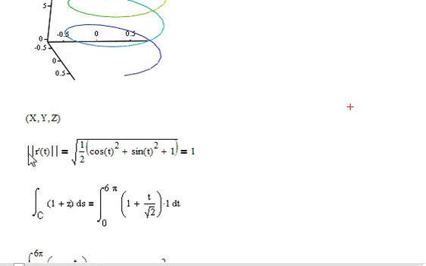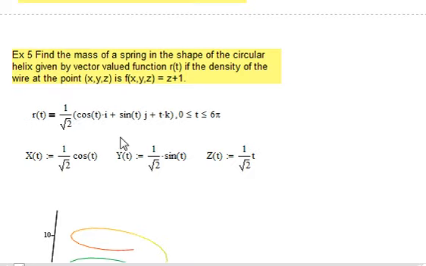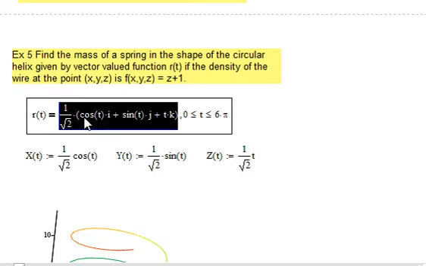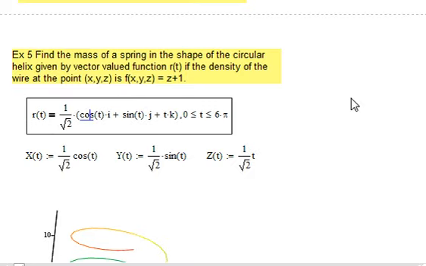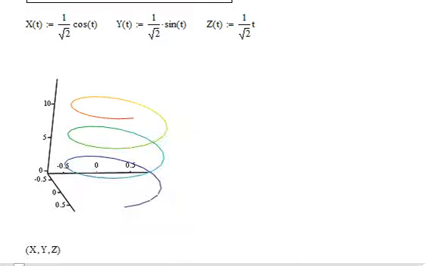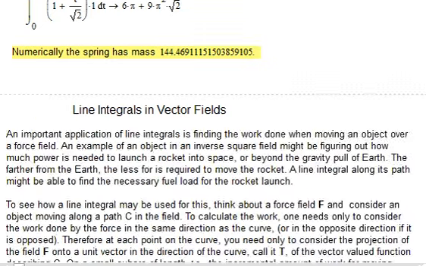And so our length of r prime of t, go back to our function here. Well, the derivative of the i part, derivative of cosine, is negative sine, so 1 over the square root of 2, I said 1/2, I meant to say 1 over the square root of 2, negative 1 over the square root of 2 sine t. The derivative of this one would be negative 1 over the square root of 2 cosine t, and the derivative of this one would be just 1 over the square root of 2, the constant.